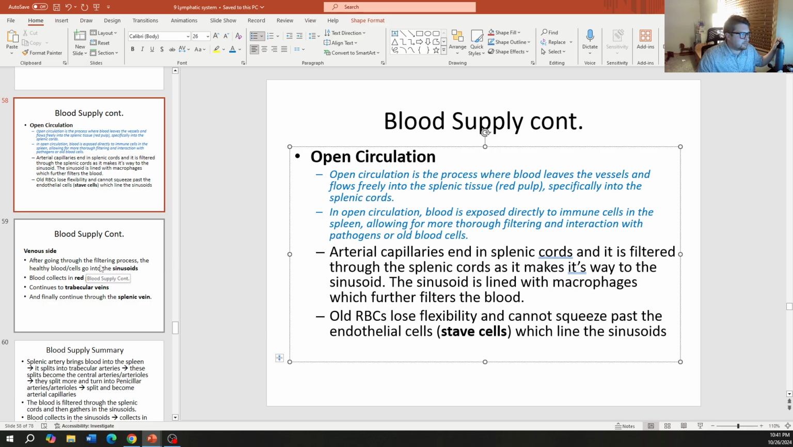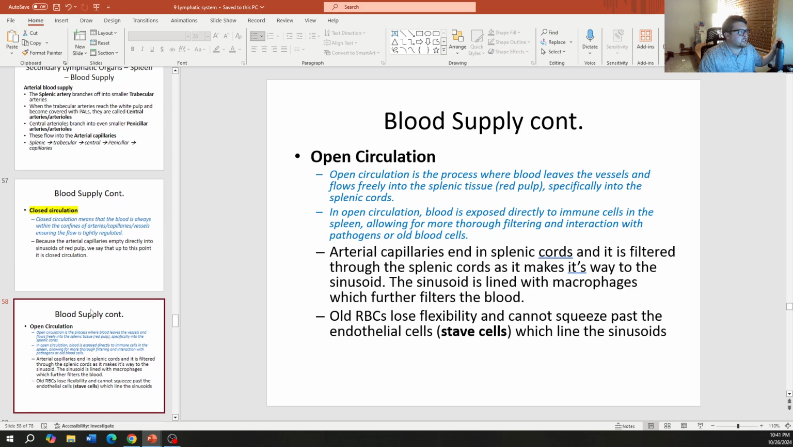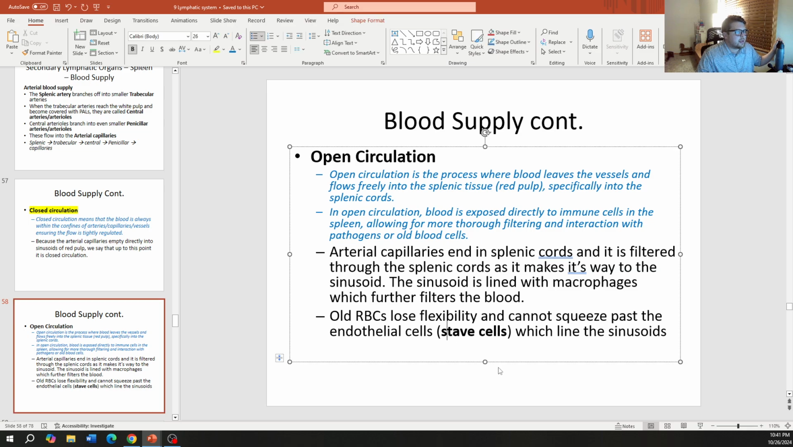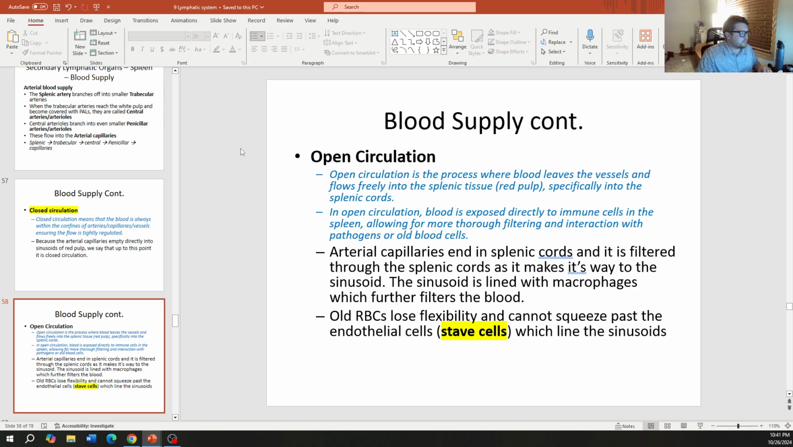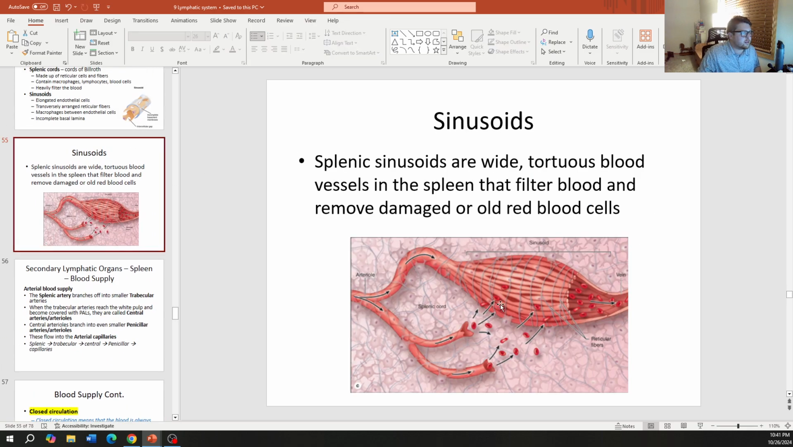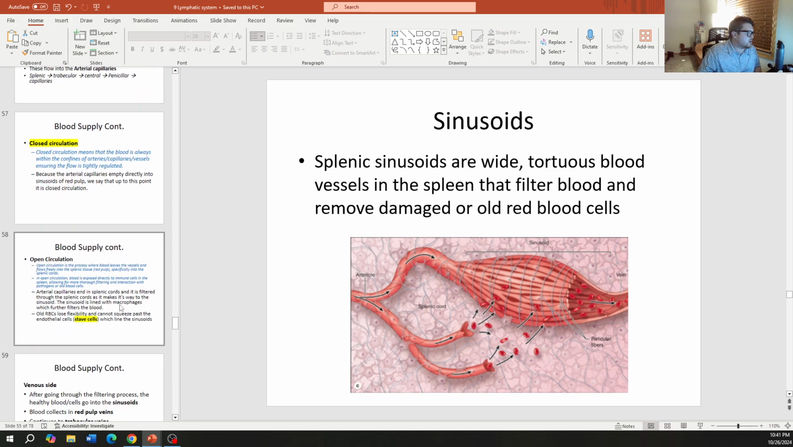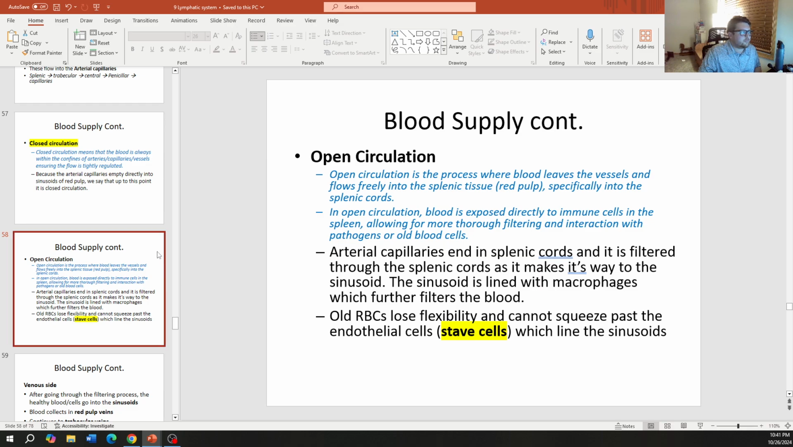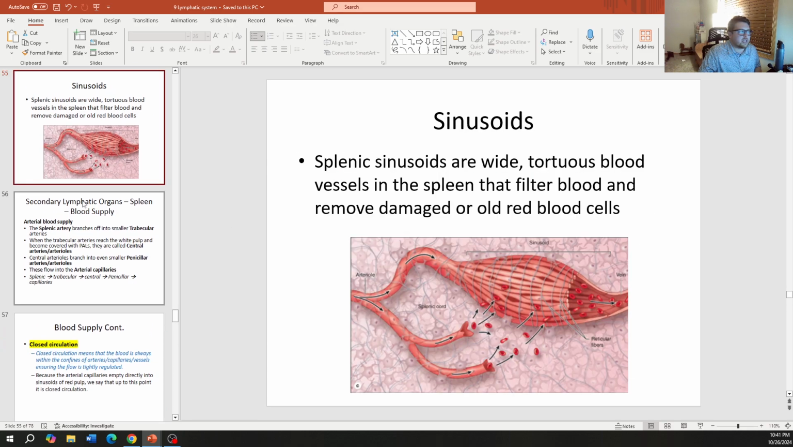Another little tidbit. Again, this is the mastery portion, if you want to bump your grade up a little bit higher. The cells of the sinusoid are a special type of endothelial cells called stave cells. So the sinusoids are made up of stave cells.